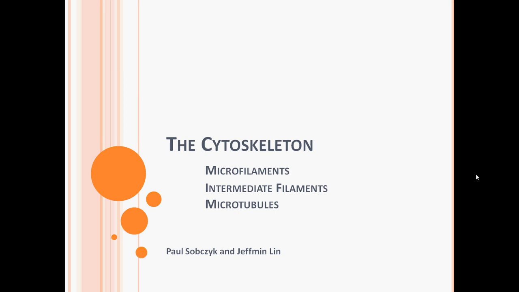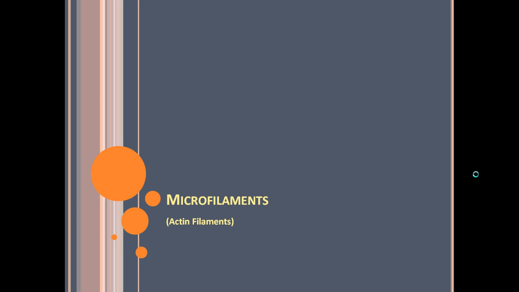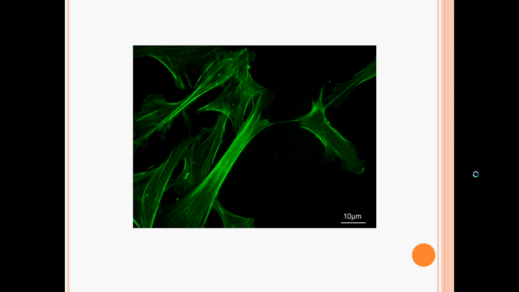This is the cytoskeleton, which consists of microfilaments, intermediate filaments, and microtubules. First we're going to talk about microfilaments, which are made of actin, so they're also known as actin filaments. This is a fluorescent stain of the actin filaments. Microfilaments are usually around 7 nanometers in diameter, and as you can see here, they're usually pretty long.